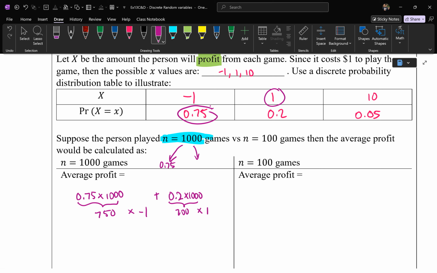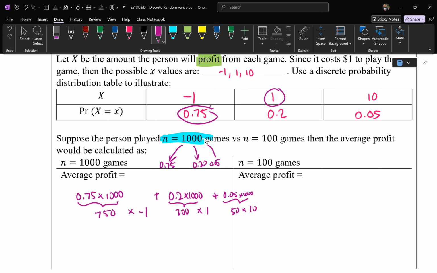Then you do plus, you got 10, to get $10, it's only 5% of it. So 5% of, so this was 20%. The 5% of the games, 5% of 1,000 is, what does that work out to be? 50. Yeah, so 50 games. So 0.05 times 1,000. That's 50 games there, and you're timesing it by 10. Now, what you notice is that's the sum of all the numbers.